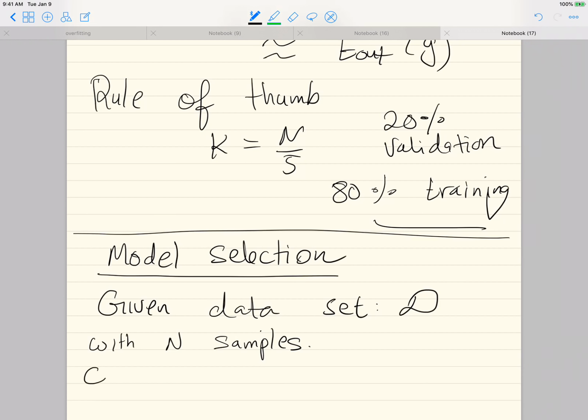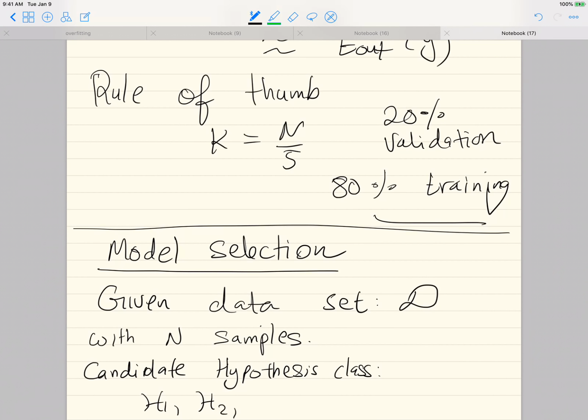And consider candidate hypothesis classes H1, H2 up to Hn. And the question is, which of these hypothesis classes is the right one for this data?